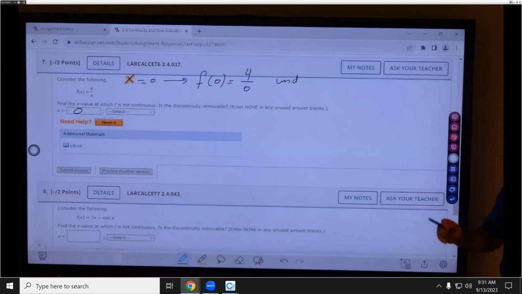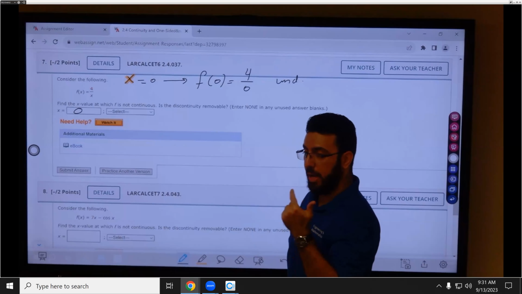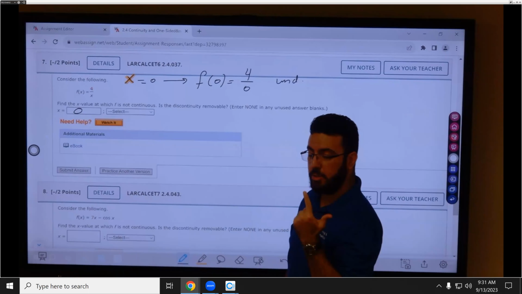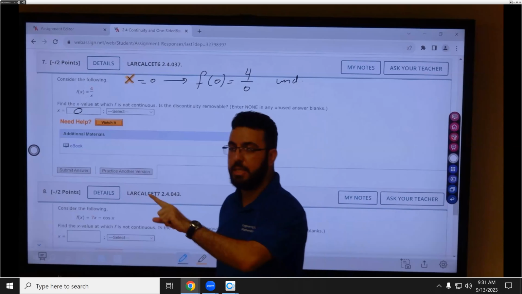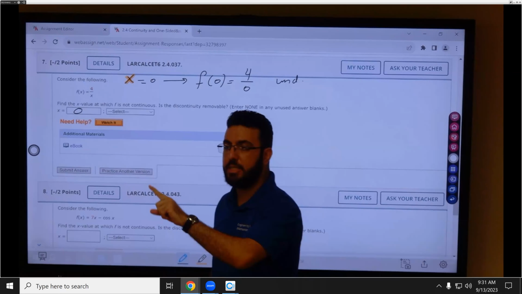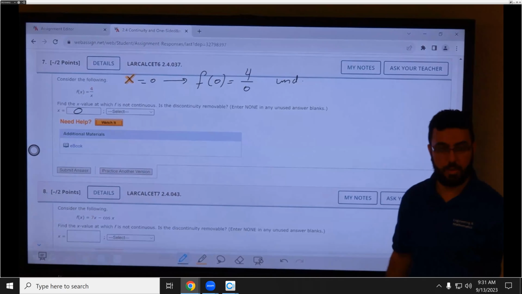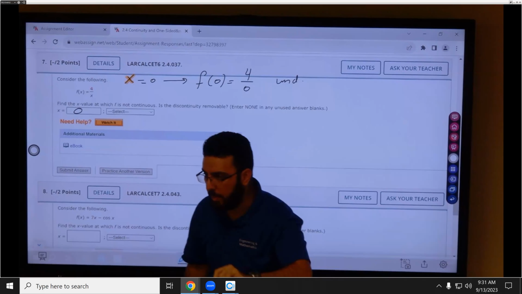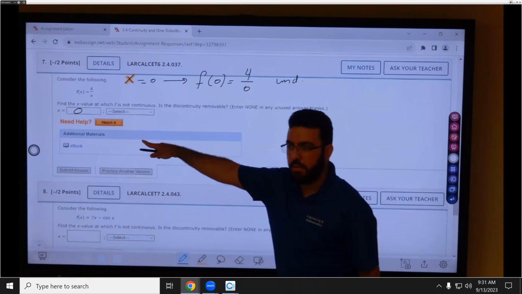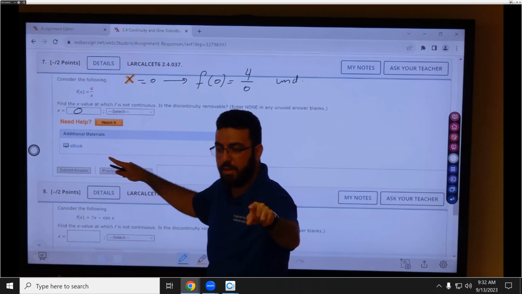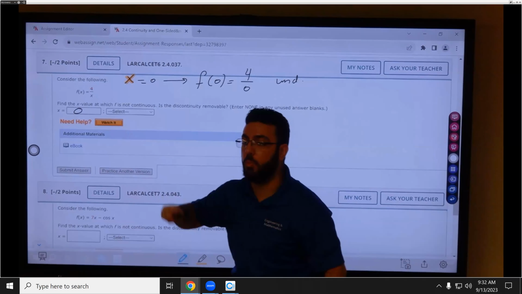Now, if you have a hole, that means it's a removable discontinuity. Okay, write down these notes. Like the previous example, you have a hole, right? You're gonna say it's a removable discontinuity. When x equals 0, what does that mean? Non-removable. It's not removable. It's non-removable. Why? Don't say it. Why is it non-removable? Think about that.